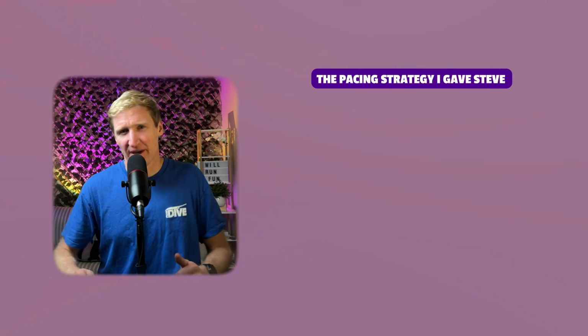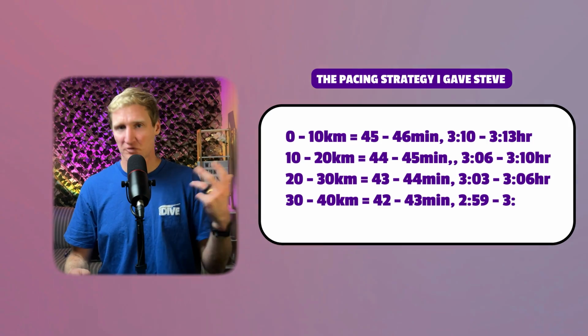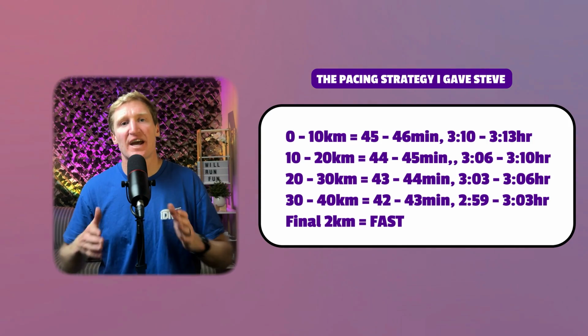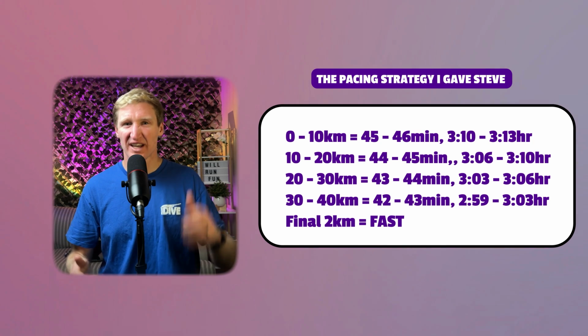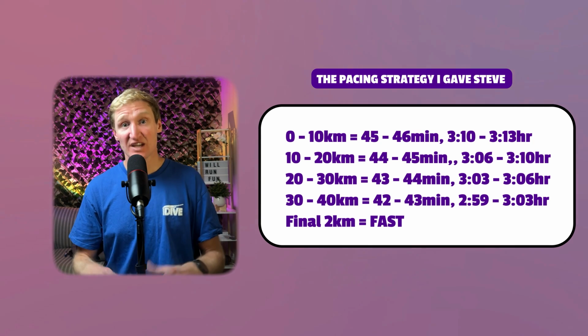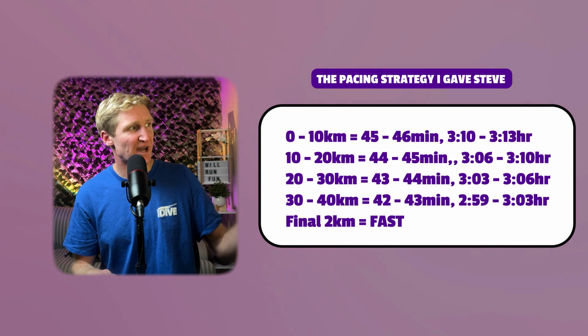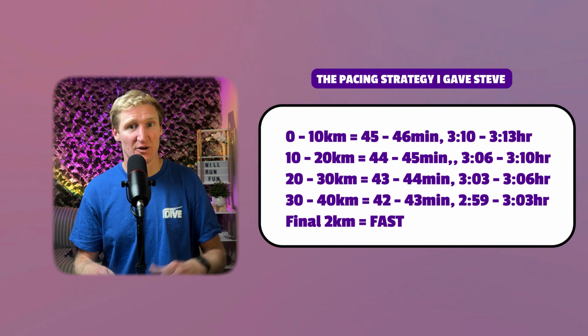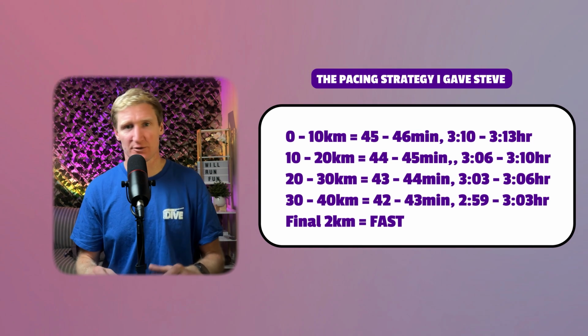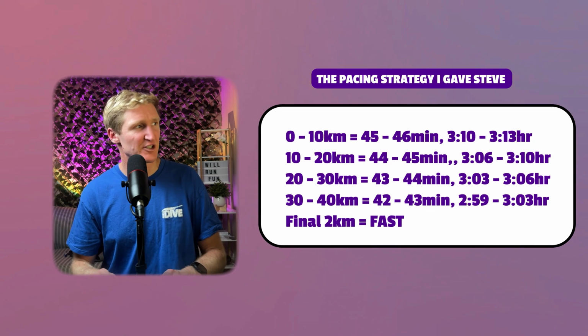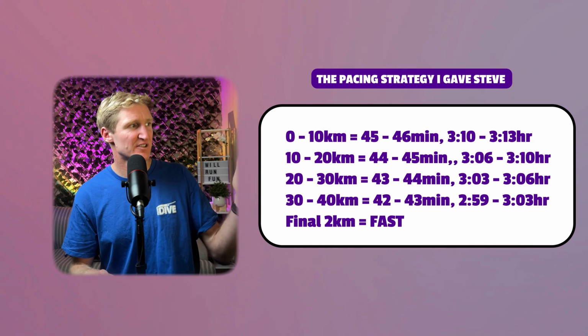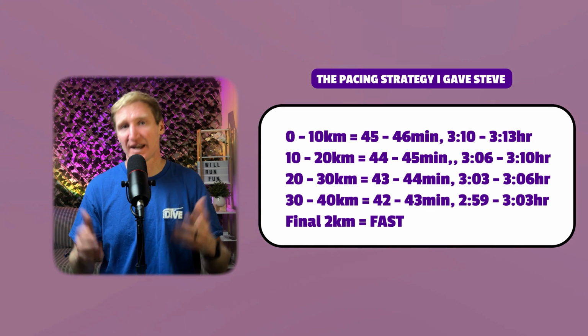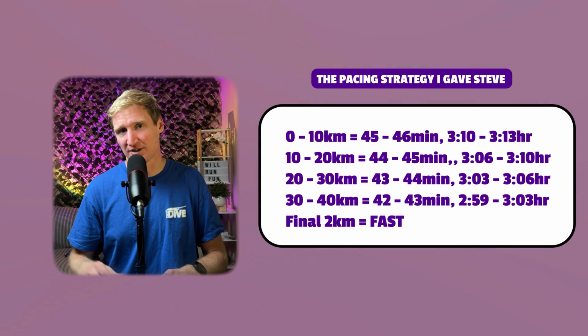Here's an overview of the pacing strategy that I gave Steve for his test marathon. I settled on a descending pacing strategy where he negative split every 10K. So as you can see, we started out at a pace that was equivalent to a 3-hour 10 to a 3-hour 13 marathon. And we keep descending by around a 3-minute increment in terms of finishing time. So 3:10, 3:06, 3:03, and 2:59 as the fastest equivalent splits.